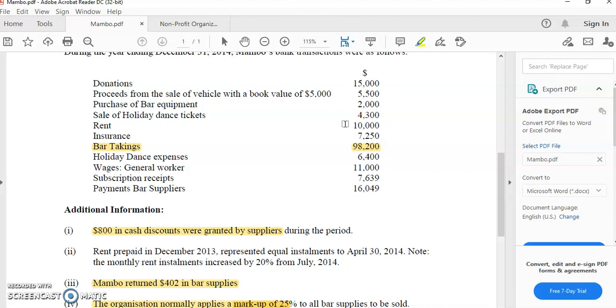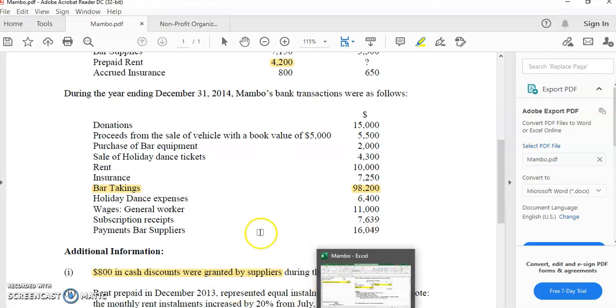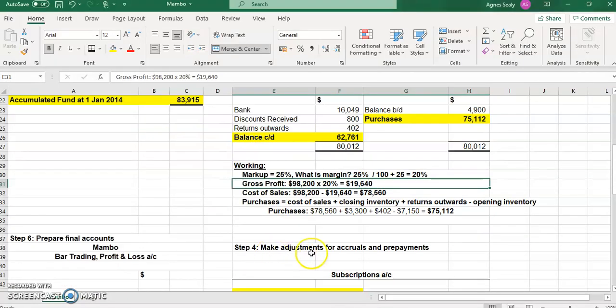And obviously this $4,200 in prepayment was not included in the previous income and expenditure account, because remember, a prepayment is for another financial year and you must account for it in that financial year and not in the current one. So before we get to adjusting our rent account, as I stated, we are looking at our step 4 where we are going to be making adjustments for accruals and prepayments.